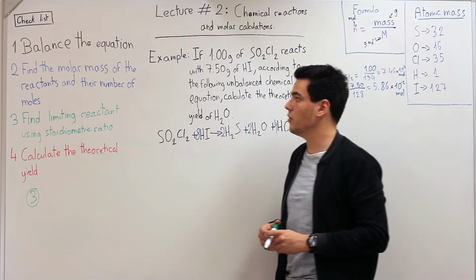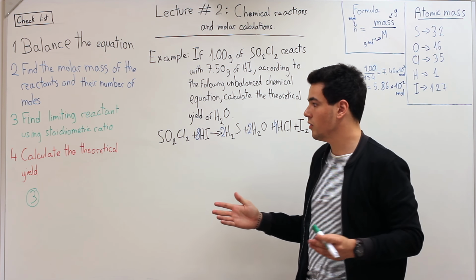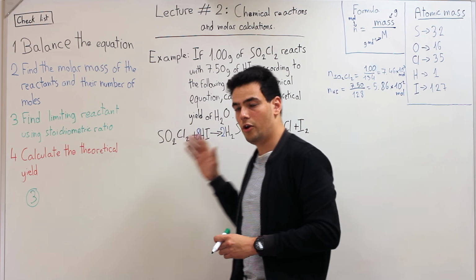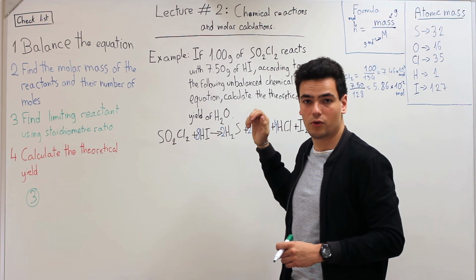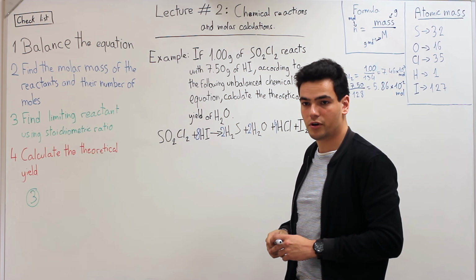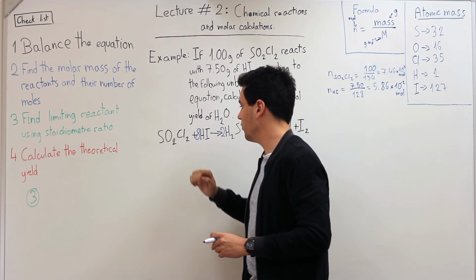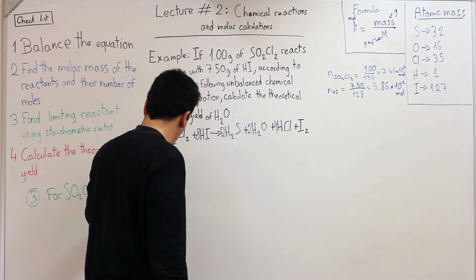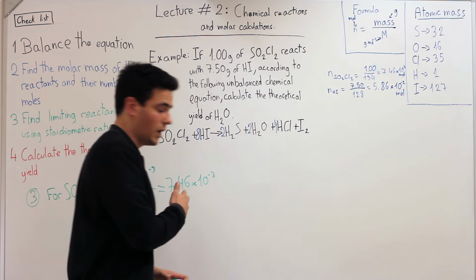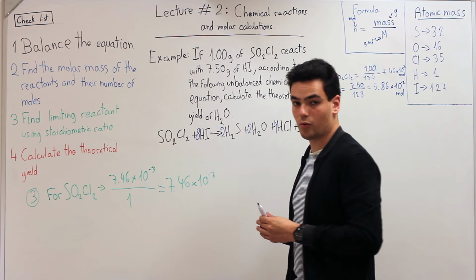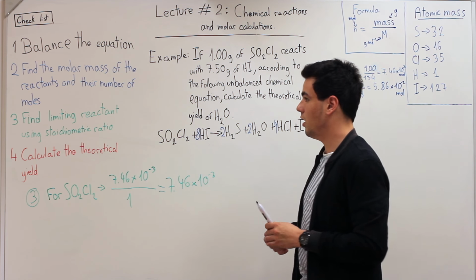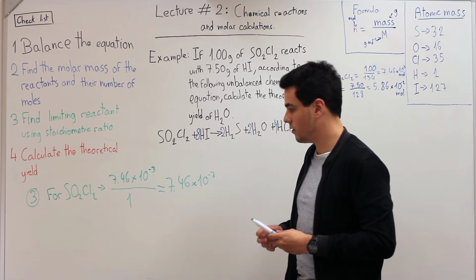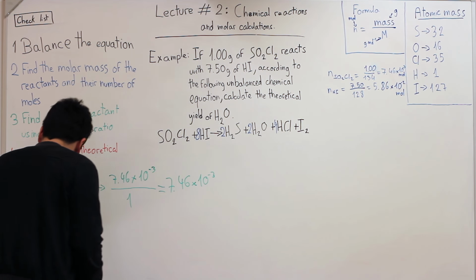So first, in order to find the limiting reactant, we're going to use the stoichiometric ratio. This means that we're going to divide the number of moles for each molecule by the stoichiometric ratio. So we're going to start with SO2Cl2. Now it hasn't changed because the stoichiometric number was 1. However, for hydrogen iodide, it's going to change because the stoichiometric number is 8. So this gives us 4.